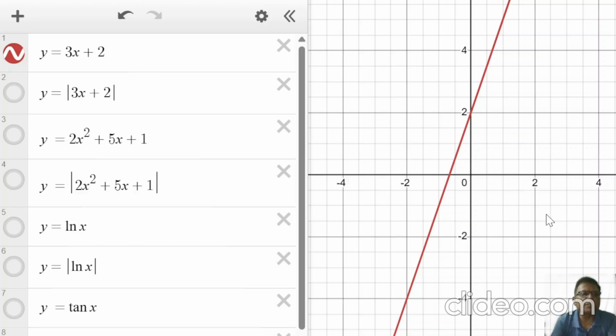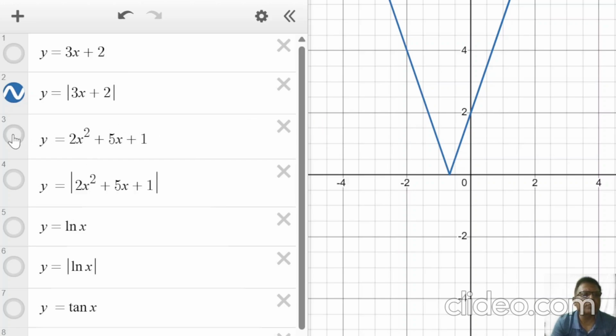In this session we will discuss the mod of a graph. Suppose we have one graph, that is y is equal to 3x plus 2. Now take the mod of 3x plus 2 and let us see what the nature of the graph is. See, whatever part of the graph is below the x-axis has become a mirror image of the same.